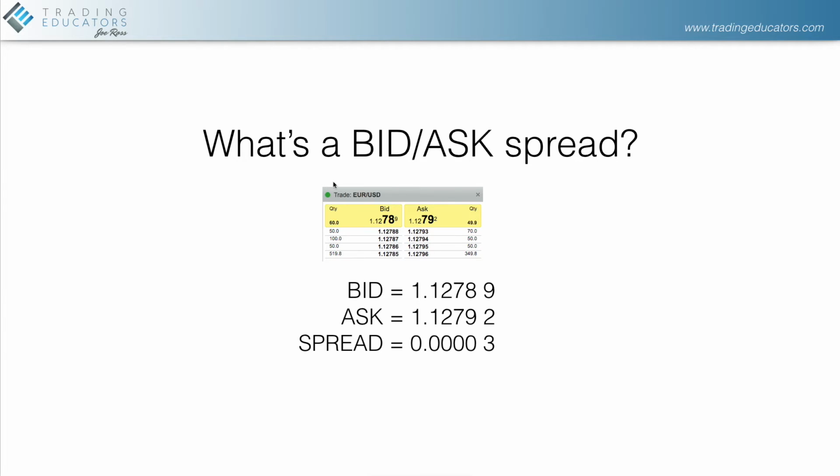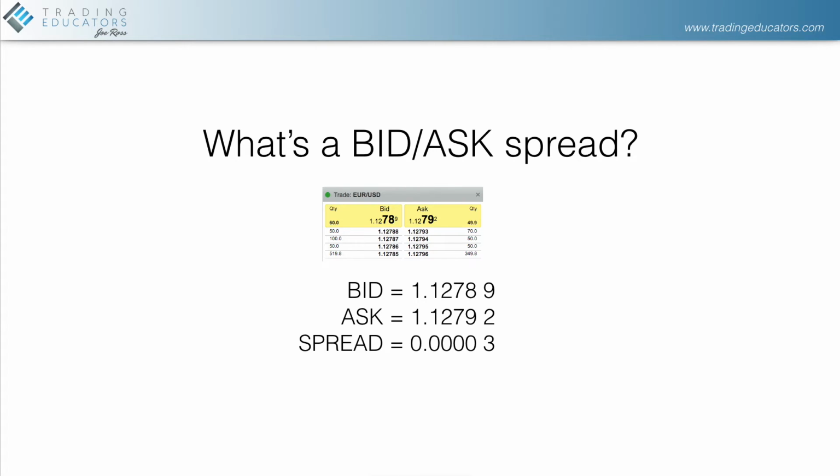In this case, we are looking at the Euro-US dollar forex market, but this could be anything. This could be a stock, an ETF, a futures contract, an option. Whatever you buy or sell in the markets, you're going to have a bid and an ask side, meaning you can sell at the bid and you can buy at the ask. The difference between these two is called the bid-ask spread.